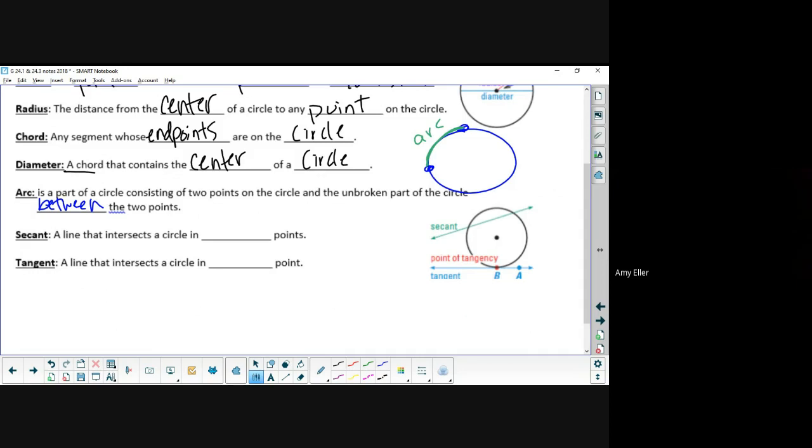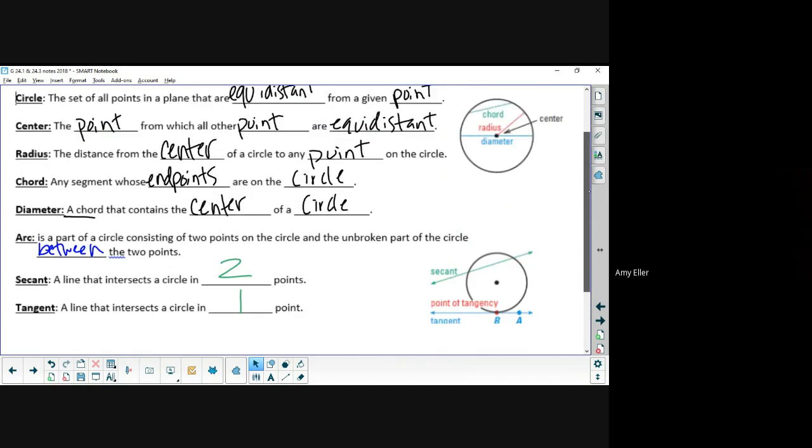Secant and tangent. These are 2 brand new words, I would say. A secant is a line that intersects a circle in 2 points, and a tangent is a line that intersects a circle in 1. Let's look at this picture over here. You can see this secant line. It touches the circle here and here. It touches the circle 2 times. That's what it takes to be a secant line. And your tangent line is a line, but how many times does it touch the circle? Just 1. That's the definition of a tangent line. So there's your vocabulary for the day.